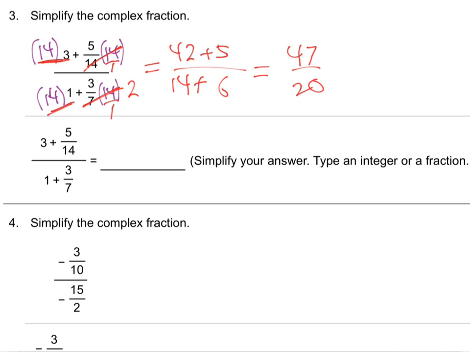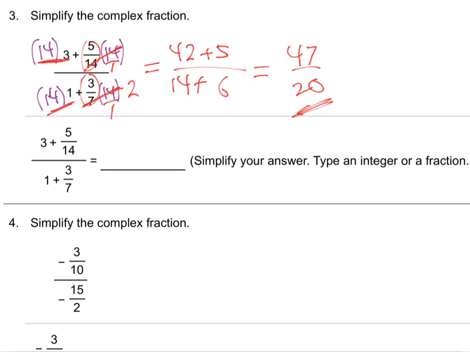We're done. You can't, nothing divides into 47 and 20. It's fine to leave the top bigger. So we just leave it. We're done. What did we do? We took something that was a big, messy fractions over fractions and just made it a normal fraction. We simplified it, made it smaller, simpler on that.